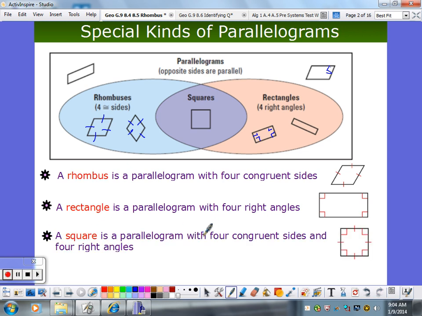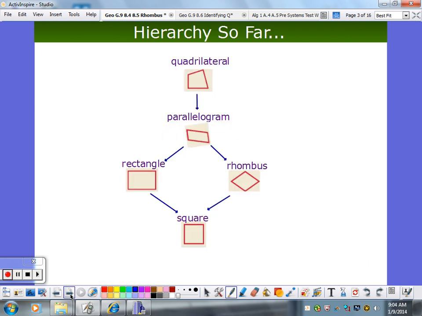A square is also a parallelogram. It has 4 congruent sides and 4 right angles. So a square is a rhombus because rhombuses have 4 congruent sides, and it's also a rectangle because of the right angles. So a square, see how it's kind of in the intersection of the rectangle and the rhombus. It's both of these. So it's got that going for it.